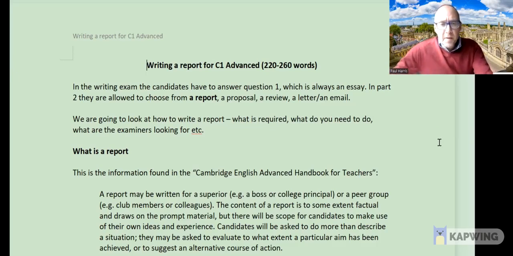Okay, so this morning we're going to talk about reports, because everyone was interested from the poll to look at how reports should be written. The week before we looked at writing essays, and writing reports is going to be for part two. For part one, it's always necessary to write an essay. And for part two, you've got a choice of different formats here.